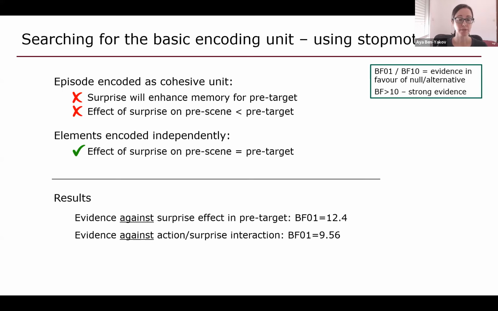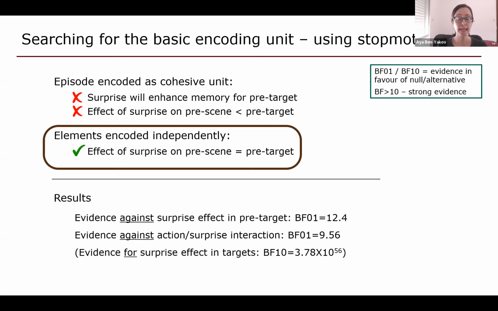And second, there is evidence against an action-surprise interaction. So the effect of surprise on pre-scene and pre-target actions doesn't differ. And this isn't because our surprising actions just aren't memorable or surprising enough, because we see an overwhelmingly strong effect for surprise on the targets themselves. So people remember the targets much better if they're surprised. So together, this strongly favors the possibility that elements are encoded independently, in contrast to what we predicted.